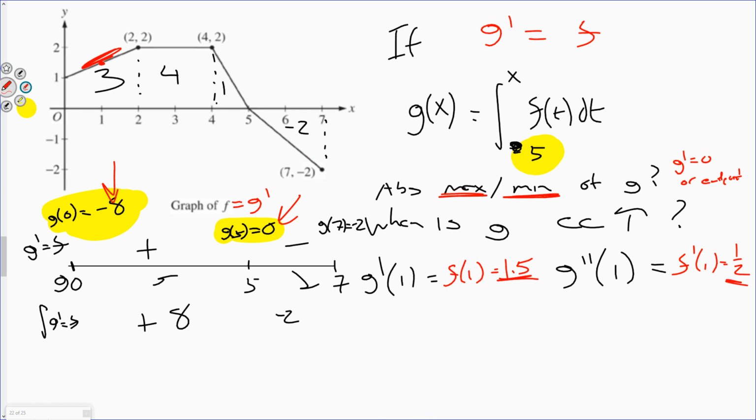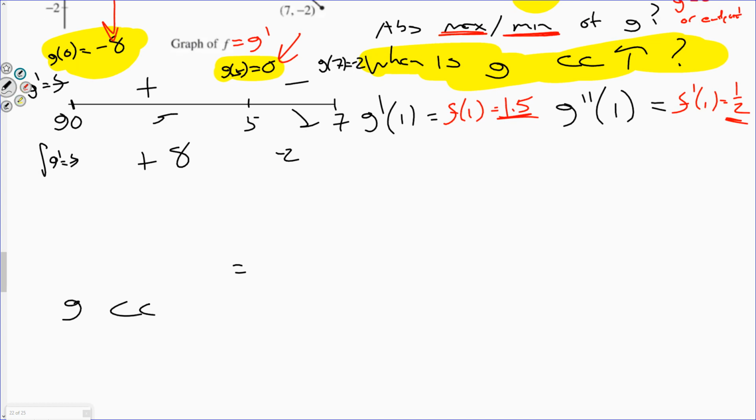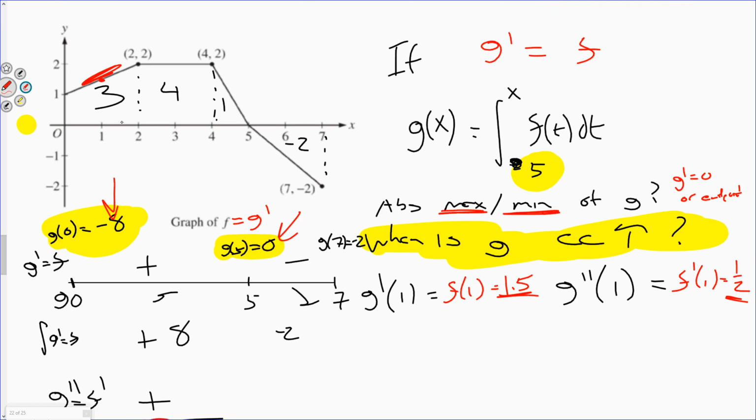Cool. When is G concave up? Let's look at this last question. And then I'm going to really throw a curveball at you. G is concave up when G prime is going up, or when G prime slopes are positive. G double prime is equal to F prime, G prime is equal to F. You want to know when G is concave up? It's when F is going up. Where is the graph going up? From 0 to 2.